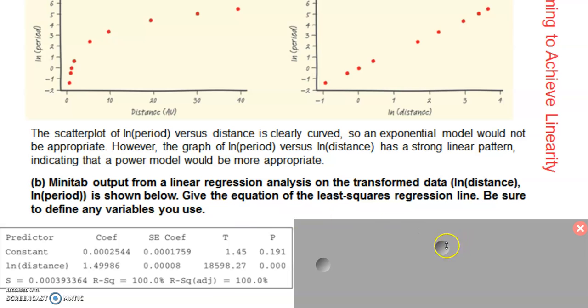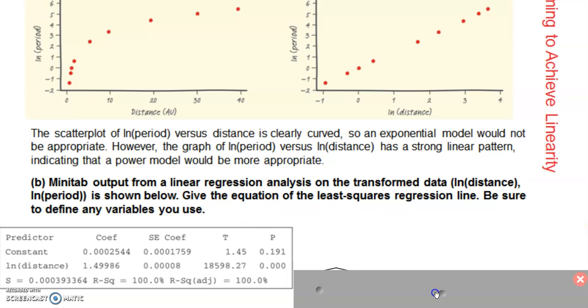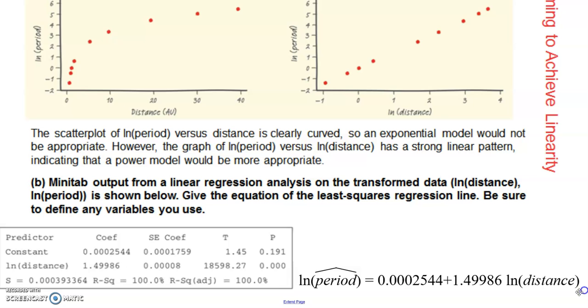So to write the equation, I'm going to use this slope and this y-intercept. So there's the y-intercept plus the slope, but remember that instead of x, it's ln of x. So it's the ln of distance I plug in there, and then the ln of the period that I plug in there. And it's ŷ because it's a predicted value for the ln of period. All right, so there's my equation that I get.